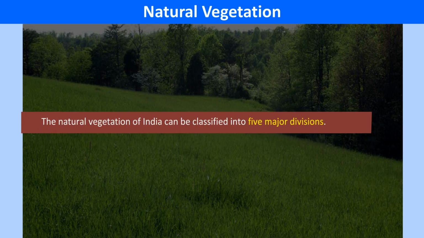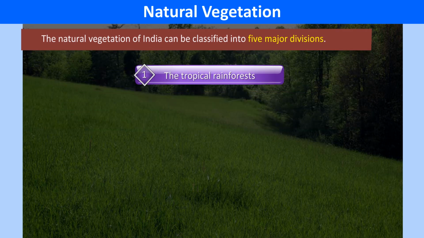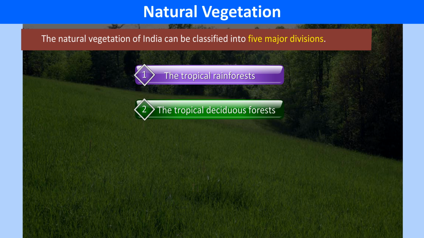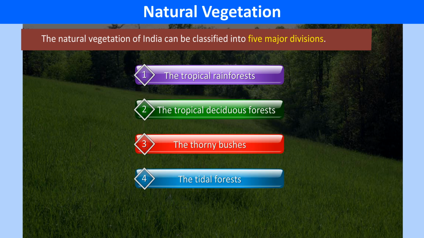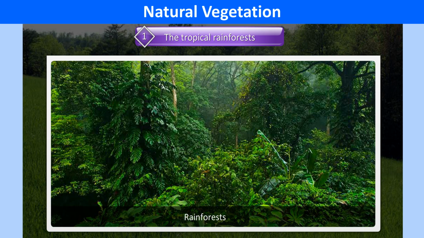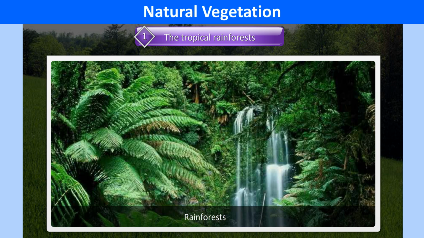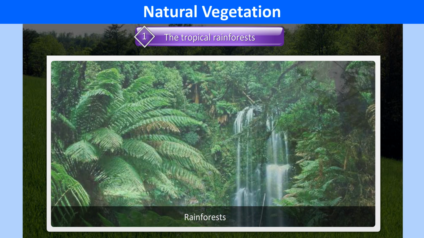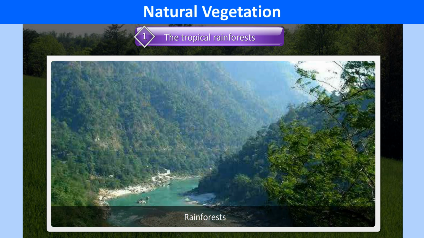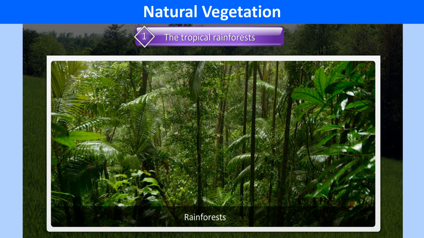The natural vegetation of India can be classified into 5 major divisions: the tropical rainforests, the tropical deciduous forests, the thorny bushes, the tidal forests, the Himalayan forests. The tropical rainforests. These are found in hot and humid areas that receive heavy rainfall. The annual rainfall is more than 200 cm and well distributed. They always appear green and are also called evergreen forests.